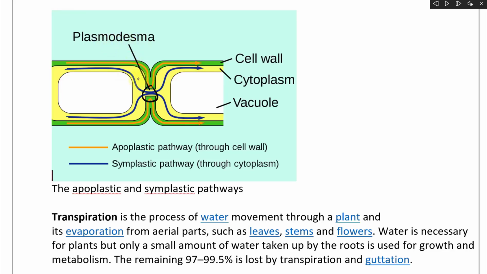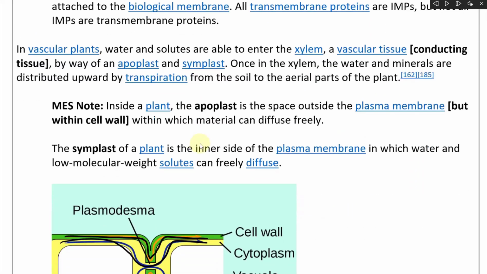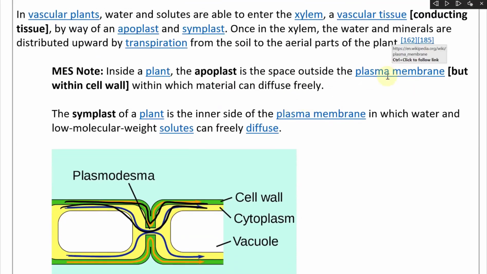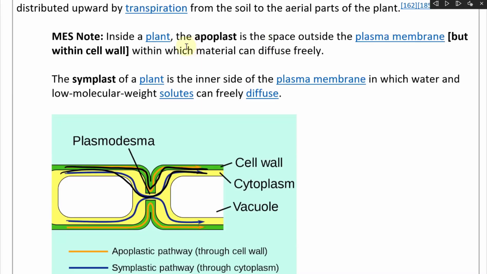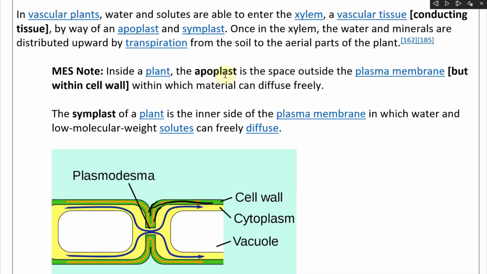What you have is two setups here. The cell wall is over there. The apoplastic pathway is through the cell wall, so you can have fluid and solutes going across that. But the symplastic pathway is through the cytoplasm, so it goes inwards like that. Let's take a look at the definition here. The apoplast is a space outside the plasma membrane but within the cell wall. The cell membrane is right here, so it's outside of it but within the cell wall. So it's essentially between, through the cell wall.